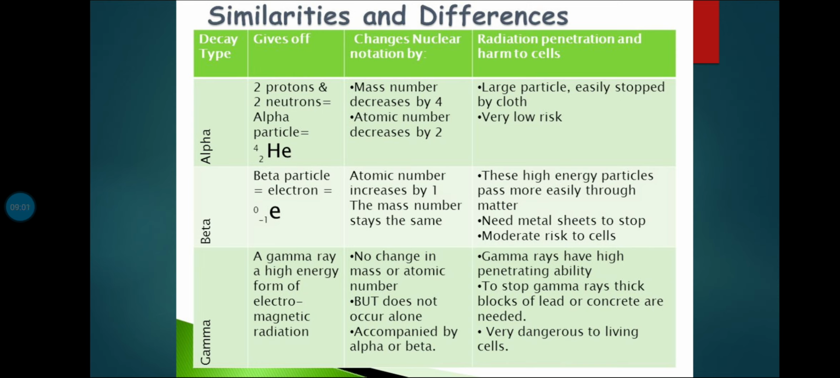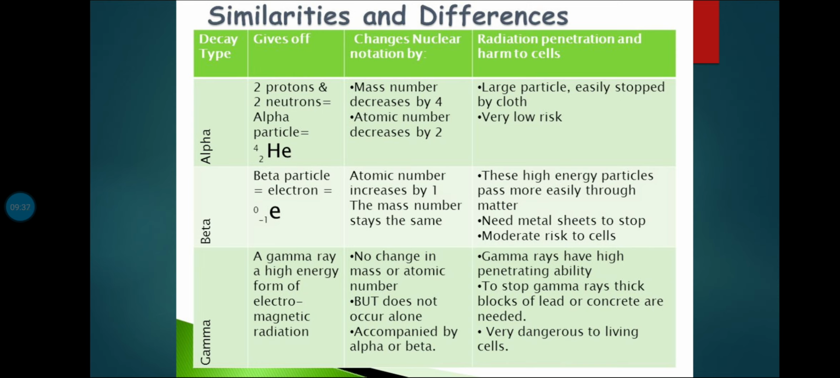What happens to the atomic number? The atomic number increases by 1. The mass number stays the same. Even after beta emission, there will be no change in the mass number. These beta particles are high energy particles, pass more easily through matter, need metal sheets to stop them, and pose a moderate risk to the human cells.